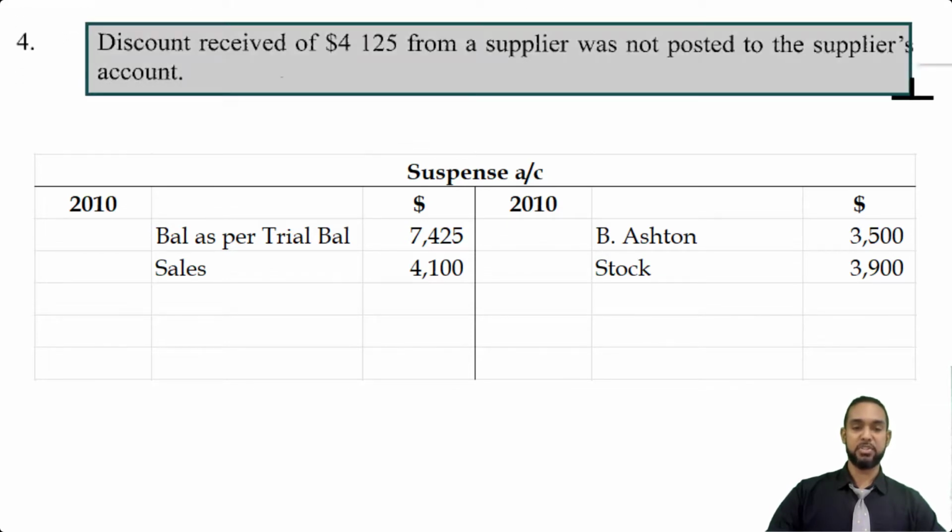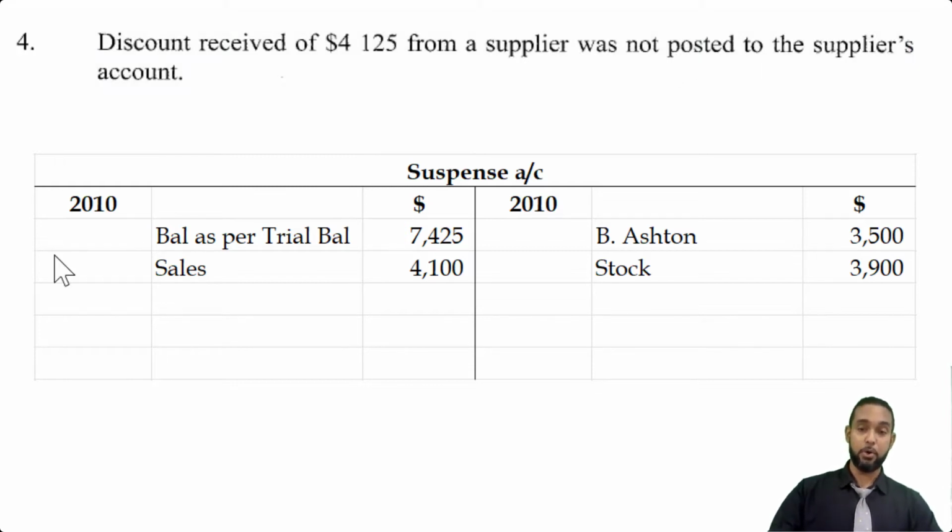That was discount received of $4,125 from a supplier was not posted to the supplier's account. Okay, so discount received, as we just saw in the control accounts above, is supposed to go on the debit side of the creditor's account, because that's reducing the liability. If they give us a discount, they are reducing the liability, which is recorded via a debit to the liability account. So to fix that, if it was not posted in the supplier's account, we have to debit the supplier's account. But what account is going to be credited? The suspense account. So we're going to see the credit to the suspense account here.